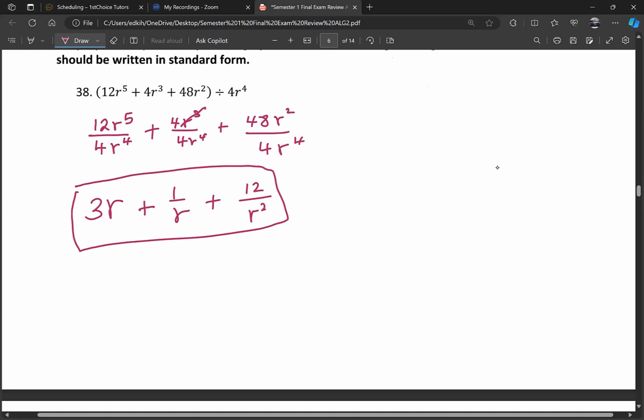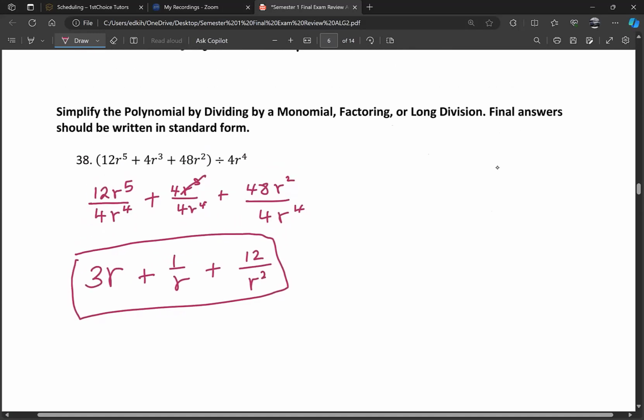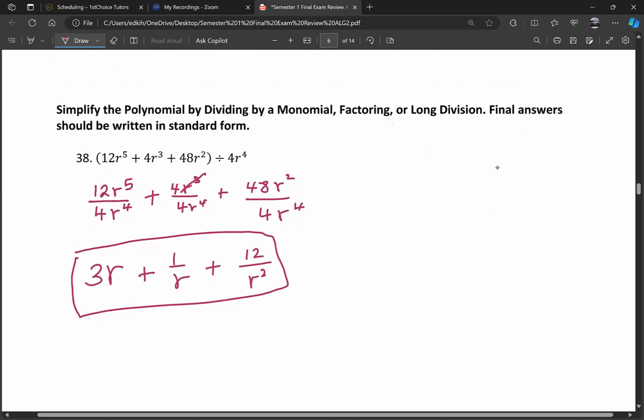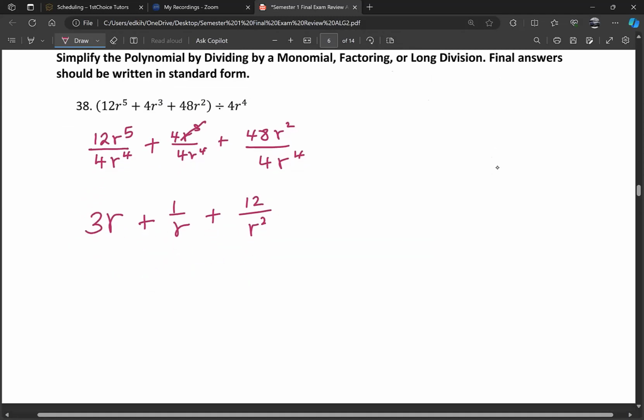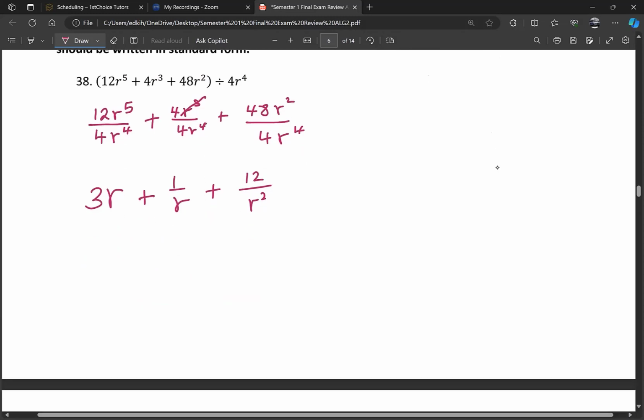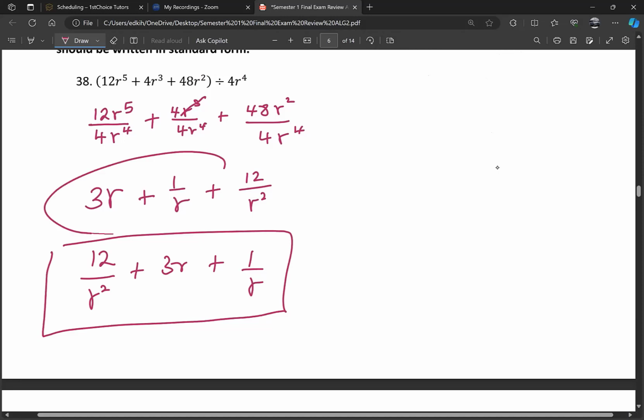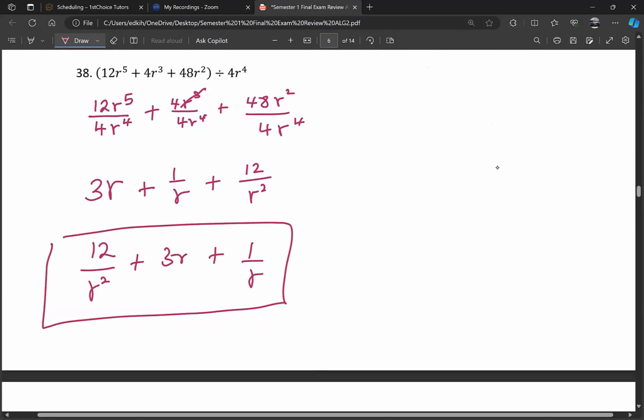All right. Oh, actually, wait, it did say write the answer in standard form. So because this one has r squared, let's rewrite this and have it at the beginning. So we would say this is 12 over r squared plus 3r plus 1 over r. I don't think you get dinged for writing it this way either, but just to be safe. Okay, y'all.